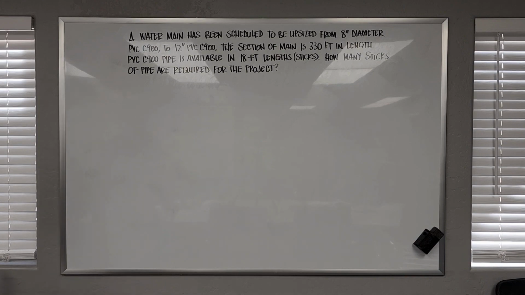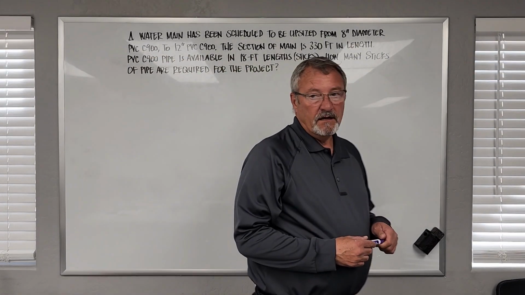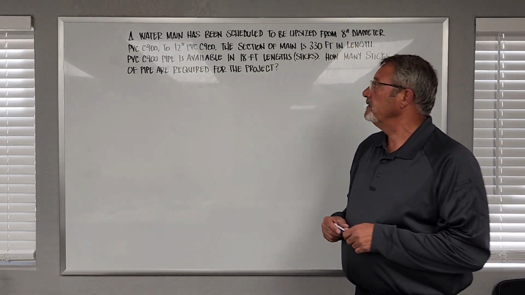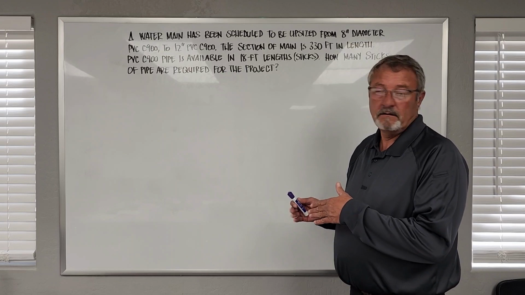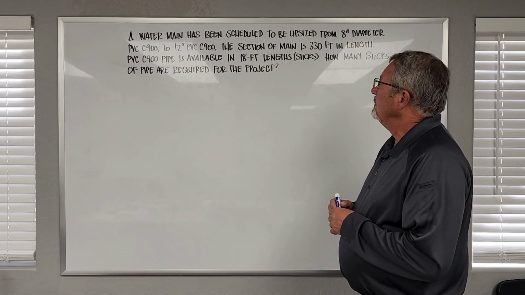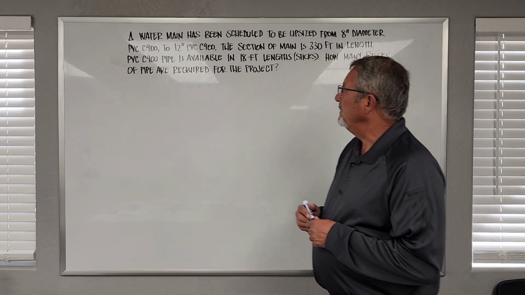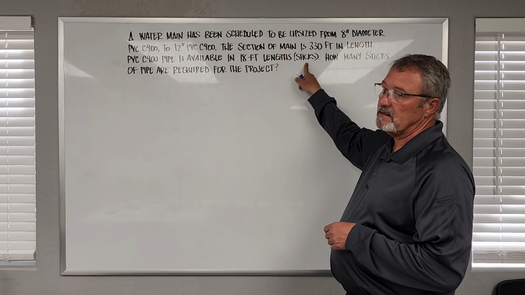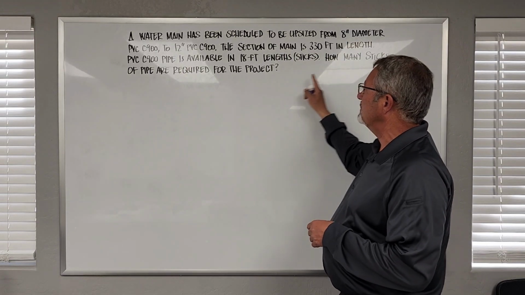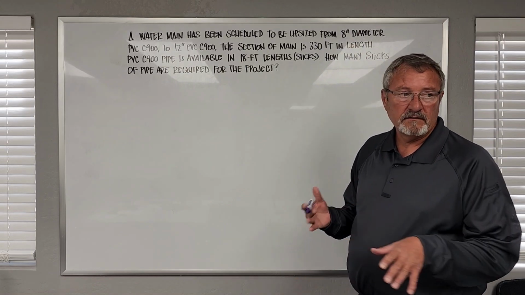Okay, the next question. A water main has been scheduled to be upsized from 8-inch diameter PVC C900 to 12-inch diameter PVC C900. The section of main is 330 feet in length. PVC C900 pipe is available in 18-foot lengths or sticks. How many sticks of pipe are required for the project? Now there's a couple things I want to point out here.